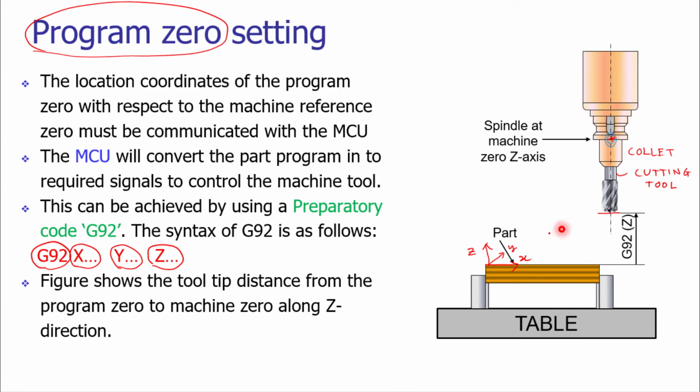So to take the cutting tool to the program 0, we have to move the table. So we are moving the table in positive x direction. We are moving the table in positive y direction, and we are taking the tool in negative z direction. So move the table in positive x, move the table in positive y, or move the cutting tool in negative z direction.